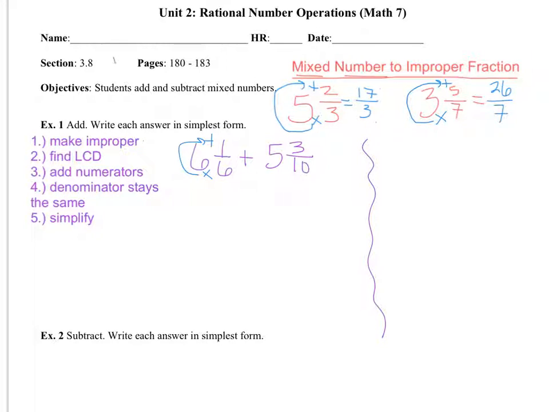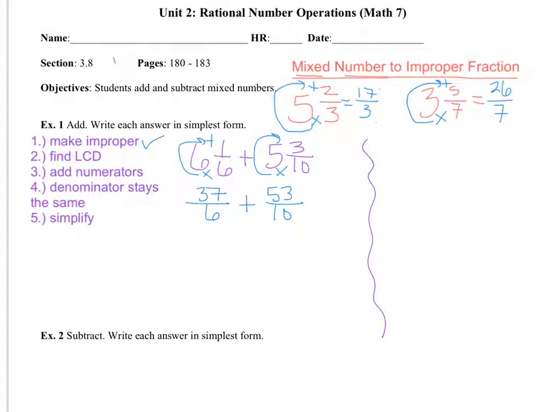So we're going to make this improper, get 37/6 plus, do the cartwheel again, we have 53/10. So the first thing I needed to do was make them improper.